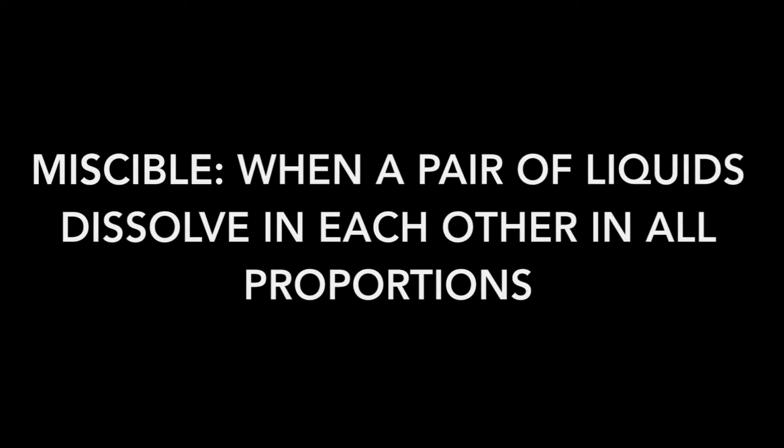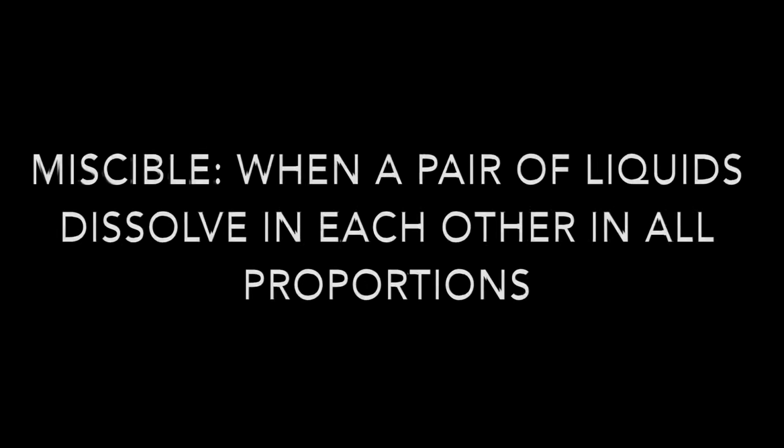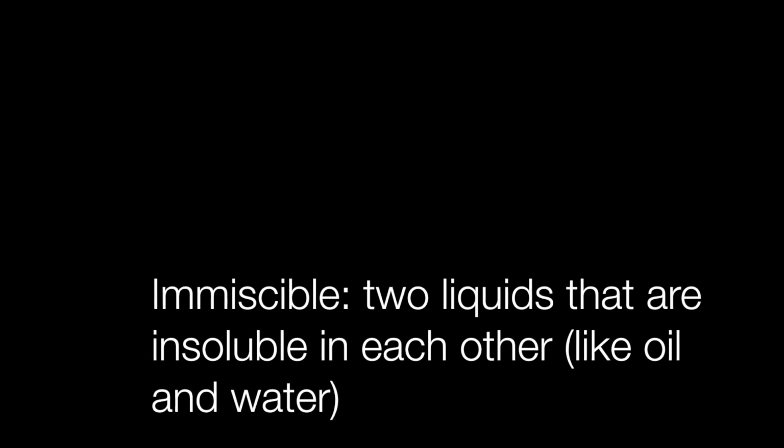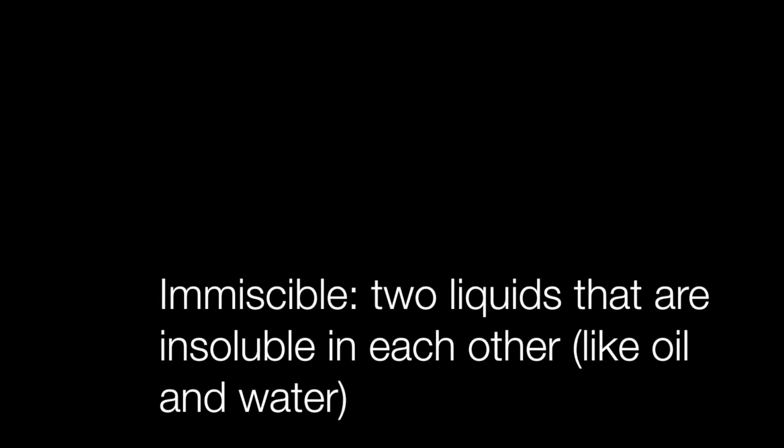You also need to know the difference between something that is miscible and immiscible. Something that is miscible is when there are a pair of liquids that can dissolve in each other in all types of proportion. Something that's immiscible is when two liquids are insoluble in each other, just in general. So I hope you got that, because again, I'm not going to repeat myself.